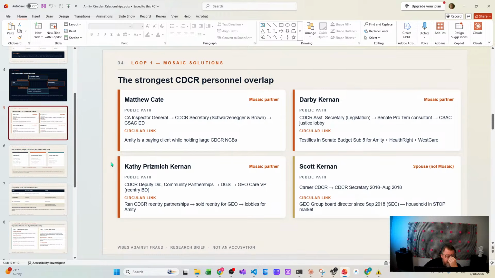The strongest CDCR personnel overlap. Oh, they brought in Schwarzenegger and Brown in here. Let's go. We're hitting both sides. I love it. See, that's the key to get people to listen. You got to implicate the Republicans and Democrats together, and then no one can complain.